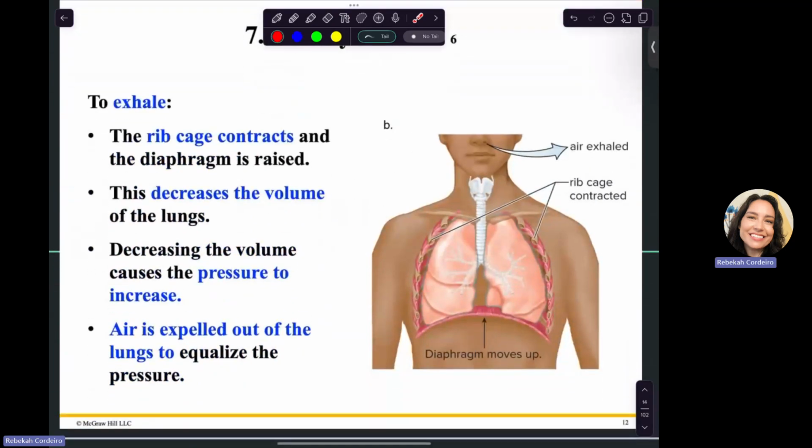And then when we exhale, we contract our diaphragm. So we have high pressure inside our lungs, and that pressure is greater than the pressure outside. Pressure always moves from higher to lower pressure. So with high pressure inside and lower pressure outside, air is going to go out to equalize pressure. So that's how exhaling works.